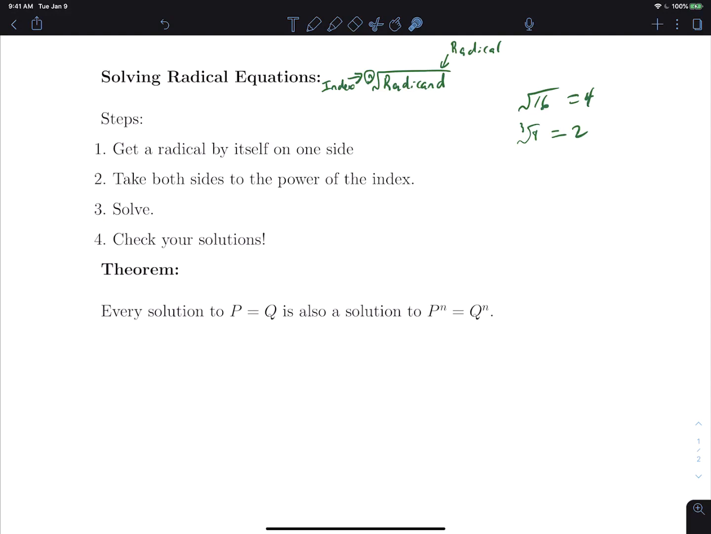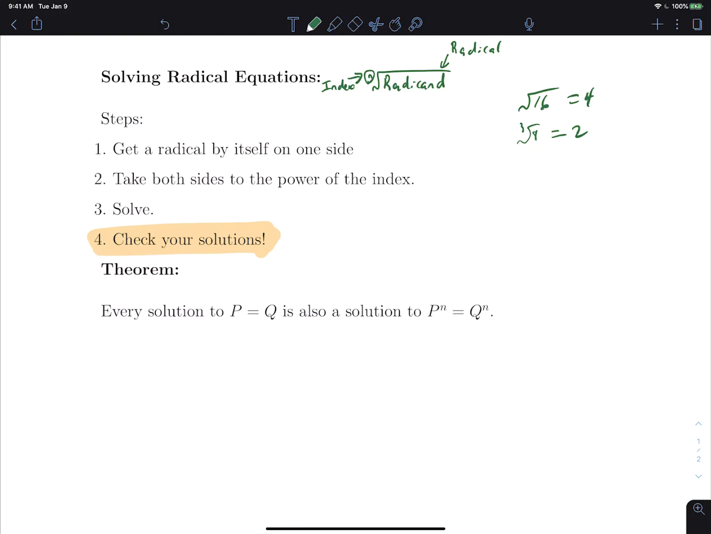But what's very important here is that you have to check your solutions. If you don't check your solutions, you may not have the actual solution to the original equation. This is the most important step here. The reason why is because the theorem that we're using is the following. Every solution to p equals q is also a solution to p to the n equals q to the n.